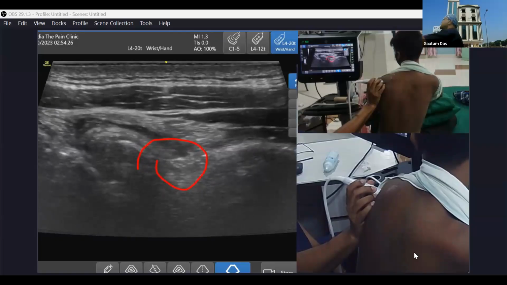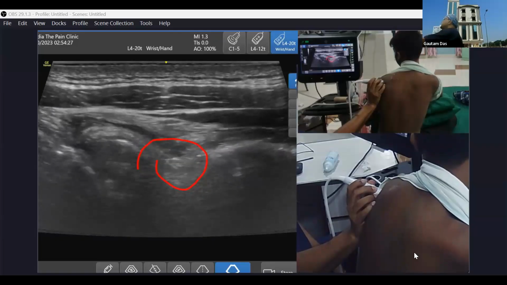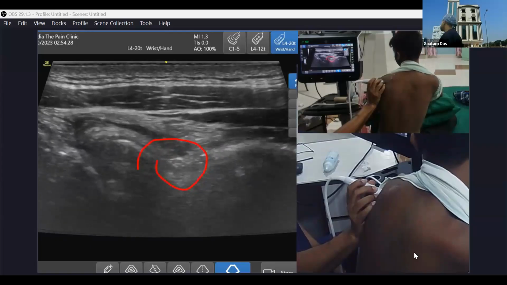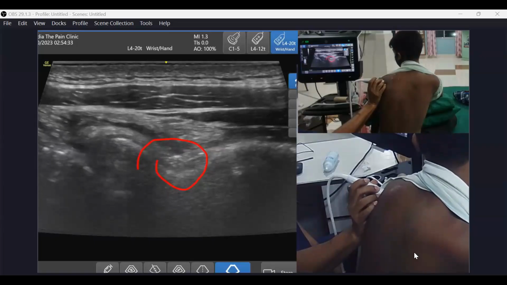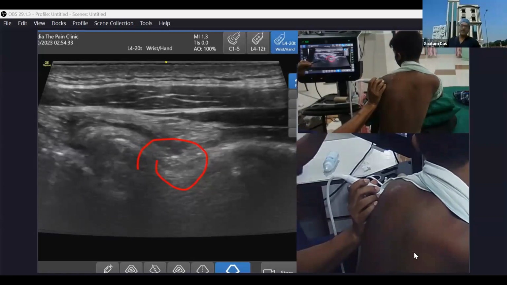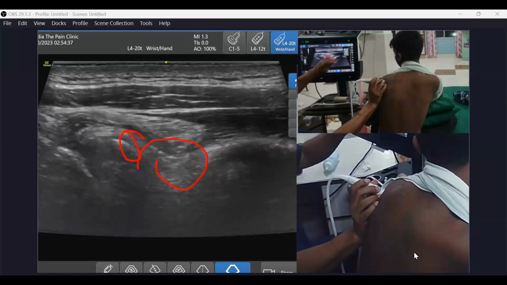So how do you have to do it? You have to block here. Then you will be able to give pain relief for the shoulder without paralysis of the supraspinatus or infraspinatus. Clear? Yes, sir. Yes or no? Yes, sir. If not, go again.